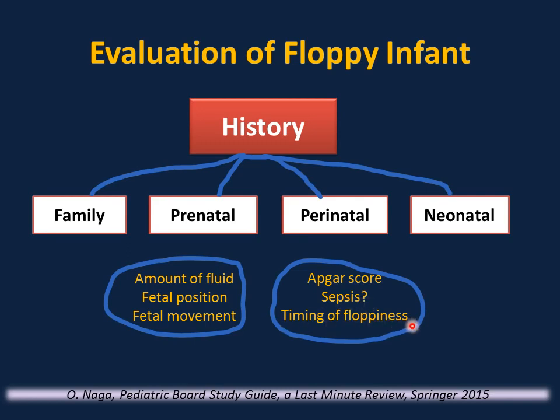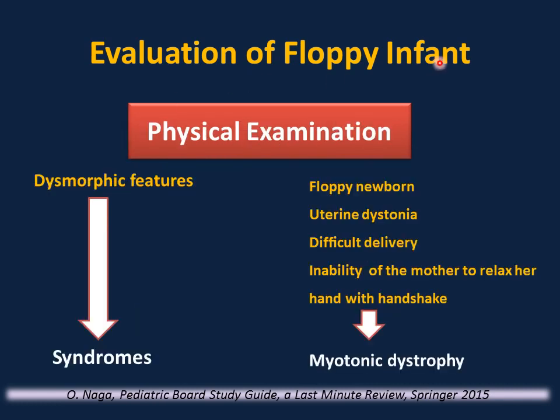Timing of floppiness: for example, hypotonia that presents after 12 or 24 hours, in a neonate who looked normal after birth and then 12 hours later or 24 hours later starts to show hypotonia, can be a red flag for inborn errors of metabolism. Neonatal history. Possible causes of hypotonia according to physical examination.